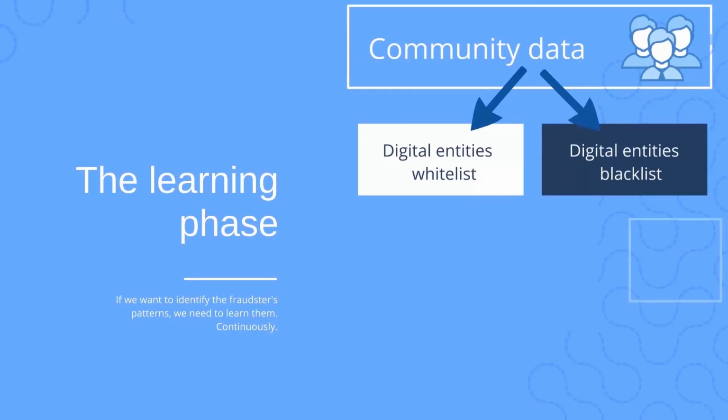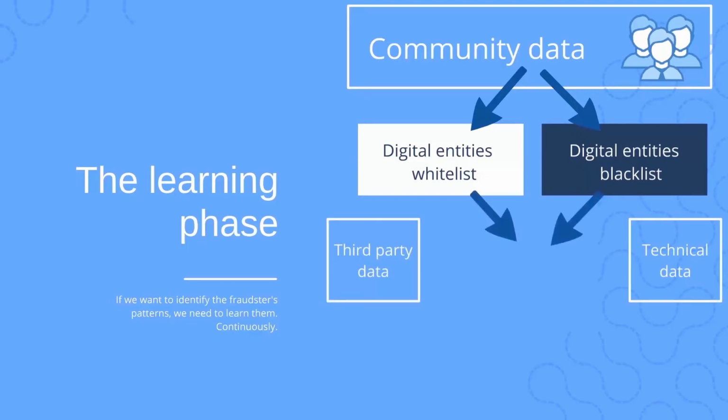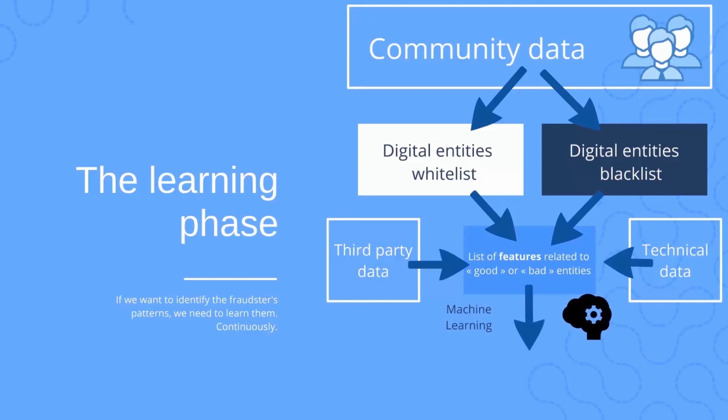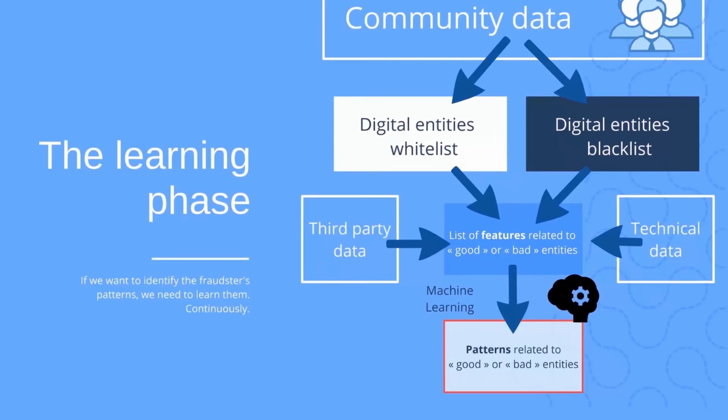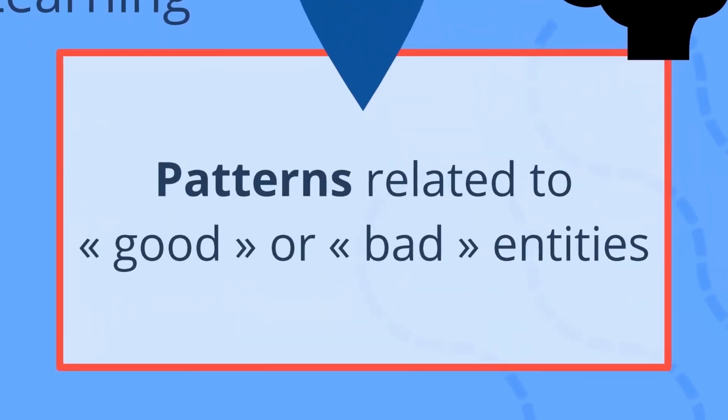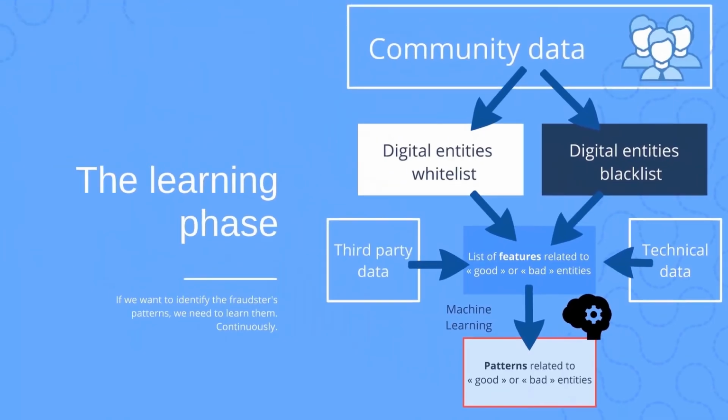For each of the digital entities in those lists, we request the related technical and third-party data from our sources. We obtain lists of features associated with good and bad digital entities. And with machine learning, we then get what we want, the specific patterns relating to good or bad entities. Our digital brain is now trained and ready.